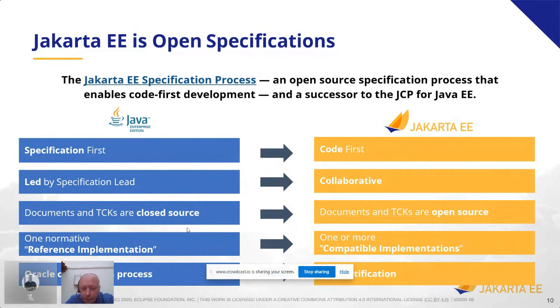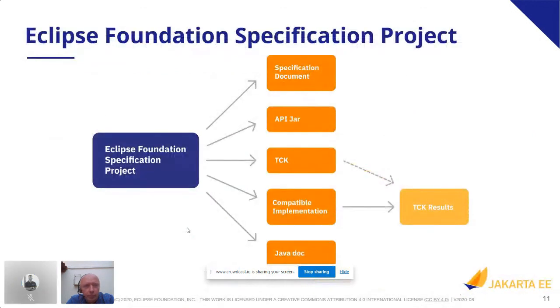A compatible implementation of the spec is anything that passes the TCK and the platform specification. So basically, when you create a specification project within the Eclipse Foundation, that project has to create these orange deliverables. It has to have all these things available to actually be signed off and voted and balloted. So we need a document, we need an API jar, we need a TCK, and we need a compatible implementation that passes the TCK and implements all the optional components of that specification. And you need the Javadocs.